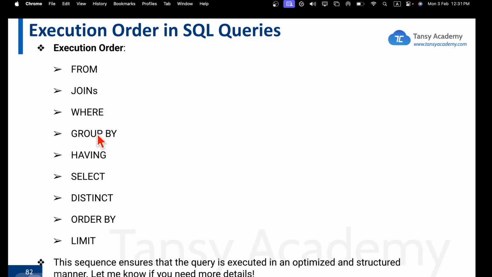So this is the execution order. First it will execute the from clause, then joins, then where, then group by, then having, select, distinct, order by, and limit. This sequence ensures that the query is executed in an optimized and structured manner.